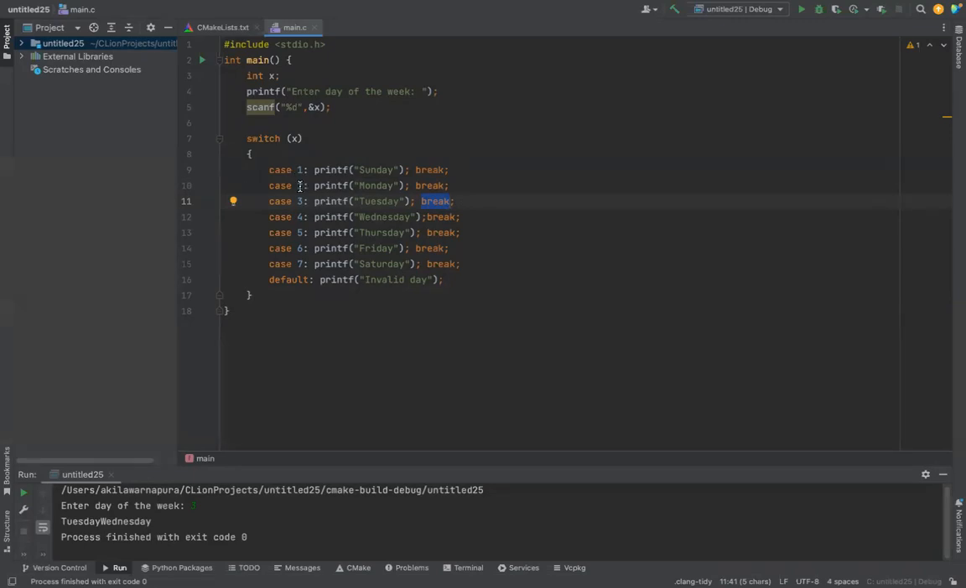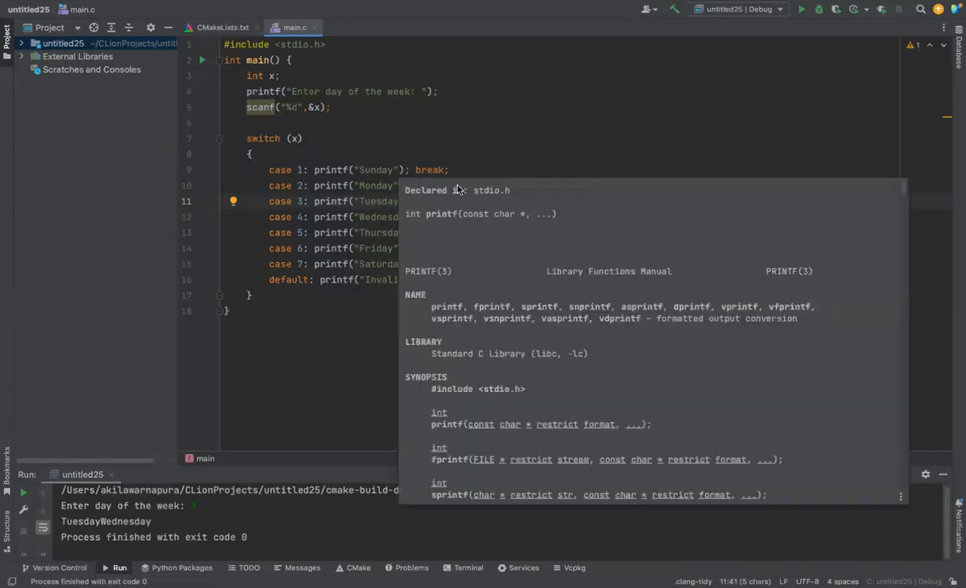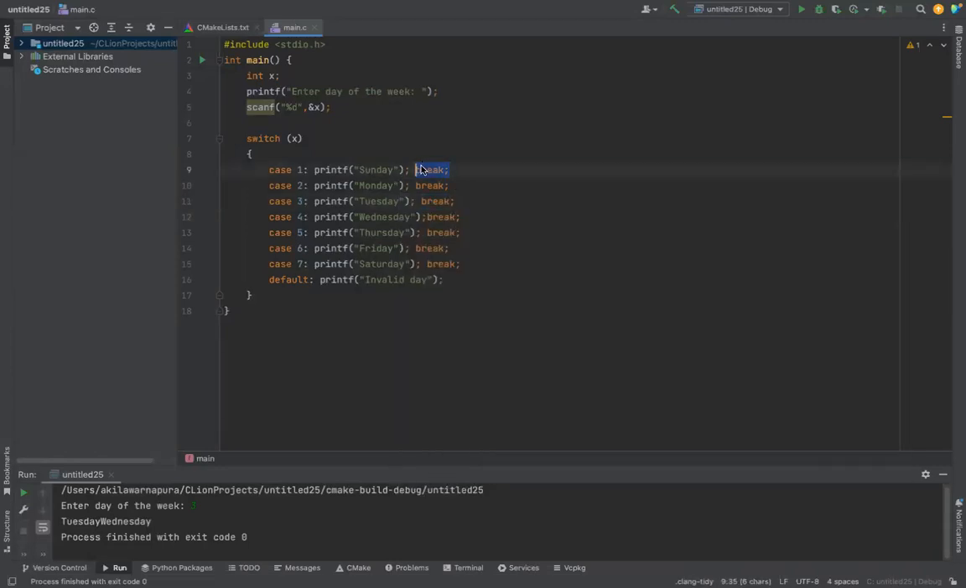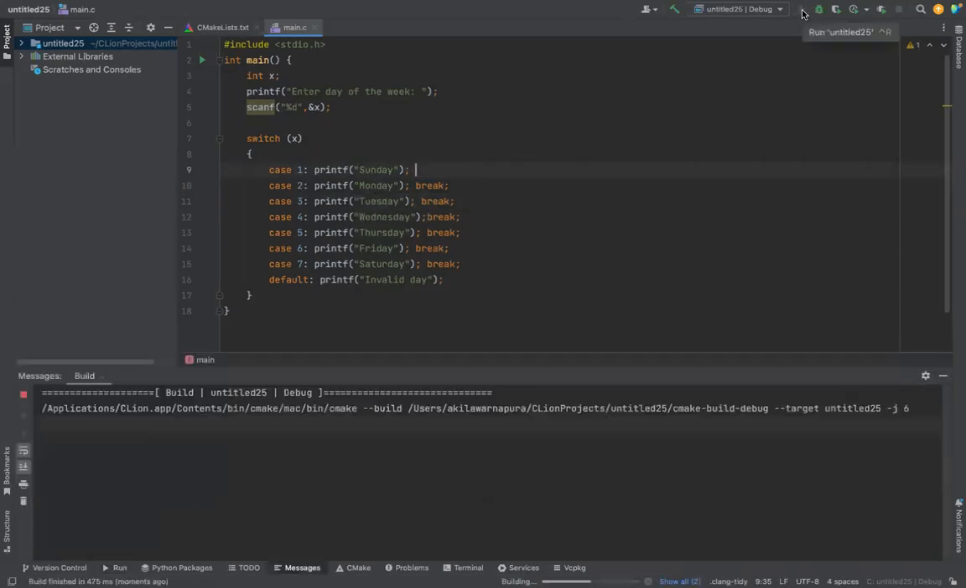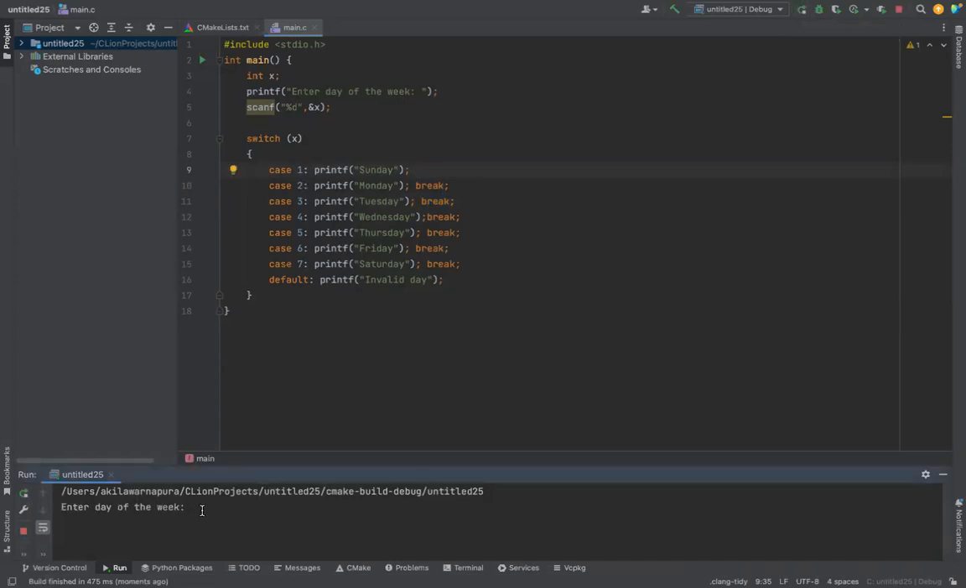Suppose that there are cases available. If both case 1 and 2, we have to provide Sunday and Monday. In such a situation, we can remove this break and provide it this way: for case 1, Sunday and Monday, and when you use case 2, we need only Monday.